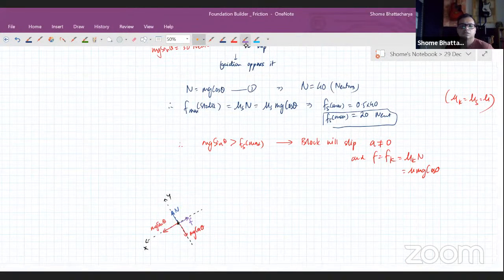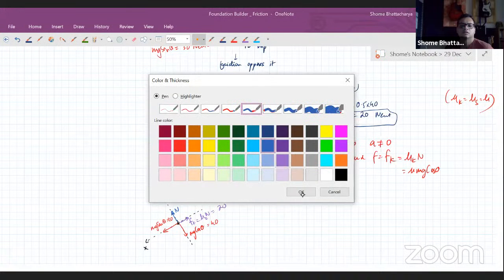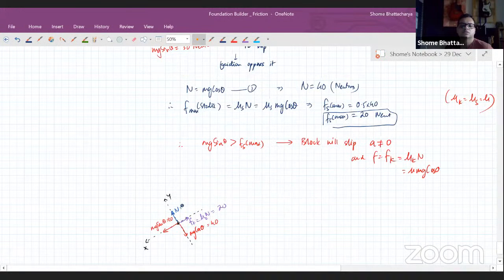So this will be kinetic friction, which will be mu k into N. In this case, this will become 20 newtons, because this was 40, this was 30. Its normal reaction was 40. So that's how we got the maximum friction as 20.